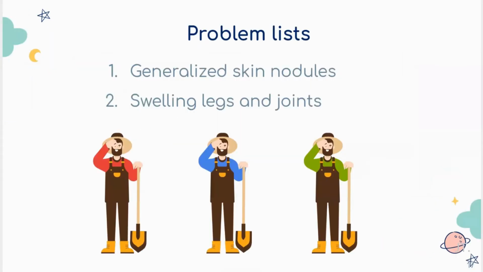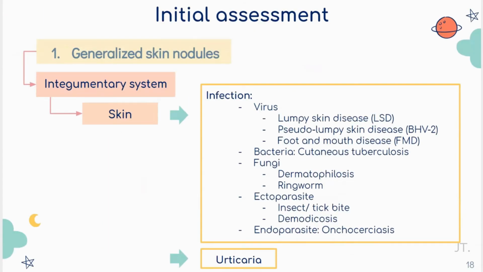For the problem list, first is generalized skin nodules and second is swelling of legs and joints. For our initial assessment, the first one is generalized skin nodules, from the integumentary system or the skin, that may be caused by infection. First, virus, like lumpy skin disease, pseudolumpy skin disease, foot and mouth disease; from bacteria, like cutaneous tuberculosis; fungi, from dermatophilosis, ringworm; and ectoparasites, which may be from insect or tick bites, demodicosis; and lastly, endoparasite from onchocerciasis, or maybe from allergy that may cause urticaria.